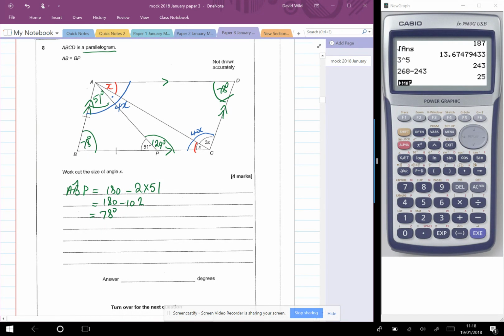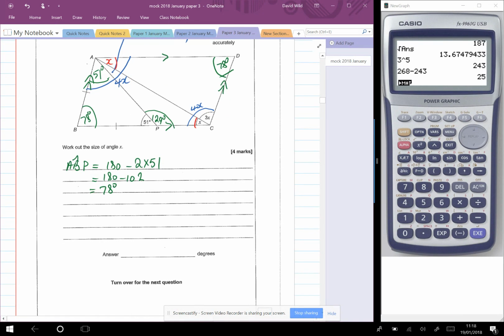I don't know this one at the moment. Can I work that one out? Well, I can in terms of x. This little angle here is 180 minus the sum of these two. So this is 180 minus 129 plus x. Alright, now I can use these opposite angles here. They're equal. So I know that BAD, this angle here, which is 4x, is the same as DCB, which are both 4x. So therefore I can say that 4x must equal this angle here.